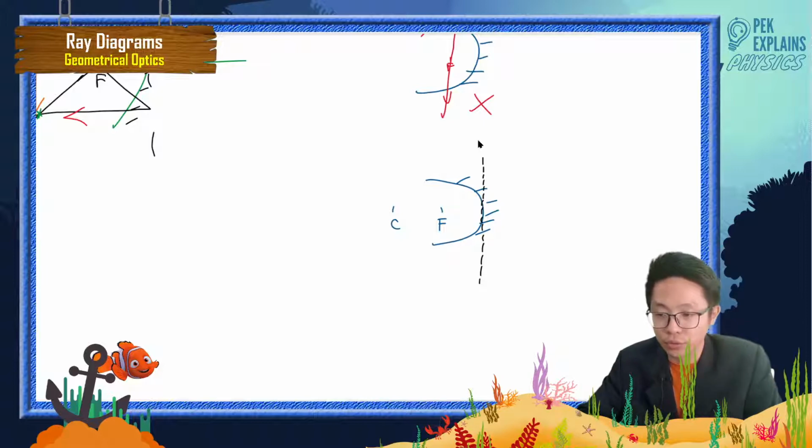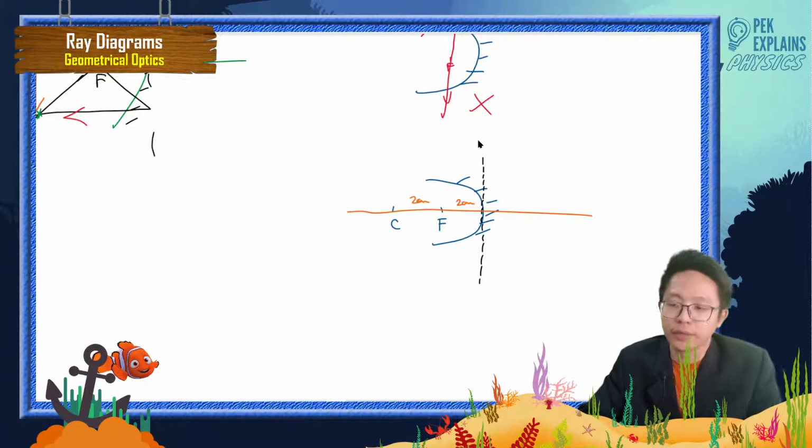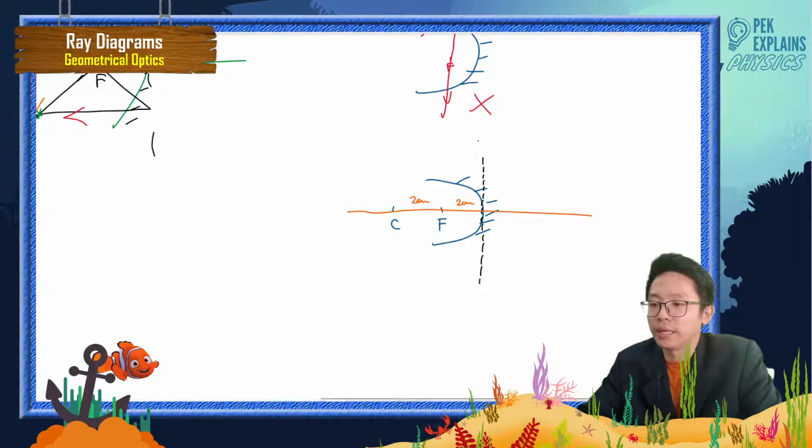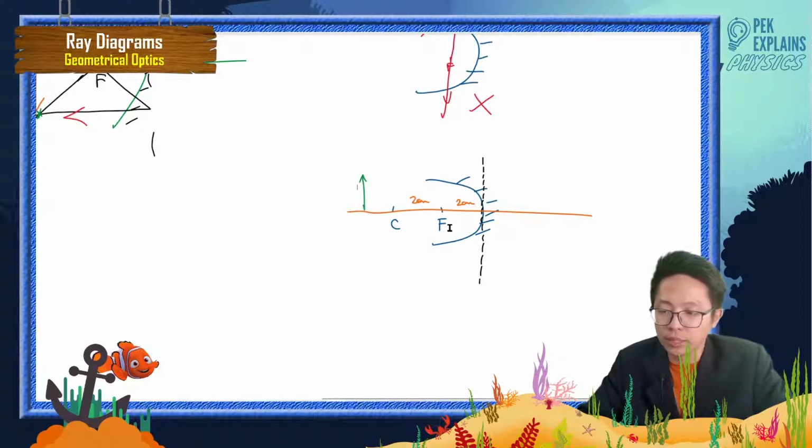Make sure you use your ruler. Make sure this is 2 cm. Measure properly. Then draw the object. Make sure the distance from the mirror to the focal point and from the focal point to the center of curvature are equally spaced. And then you must draw a straight line to represent the mirror.